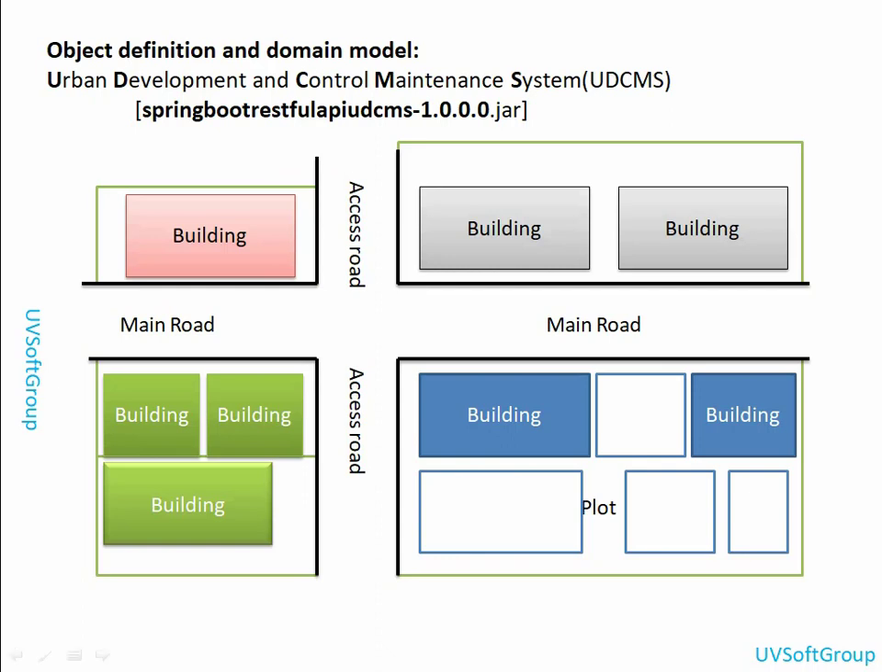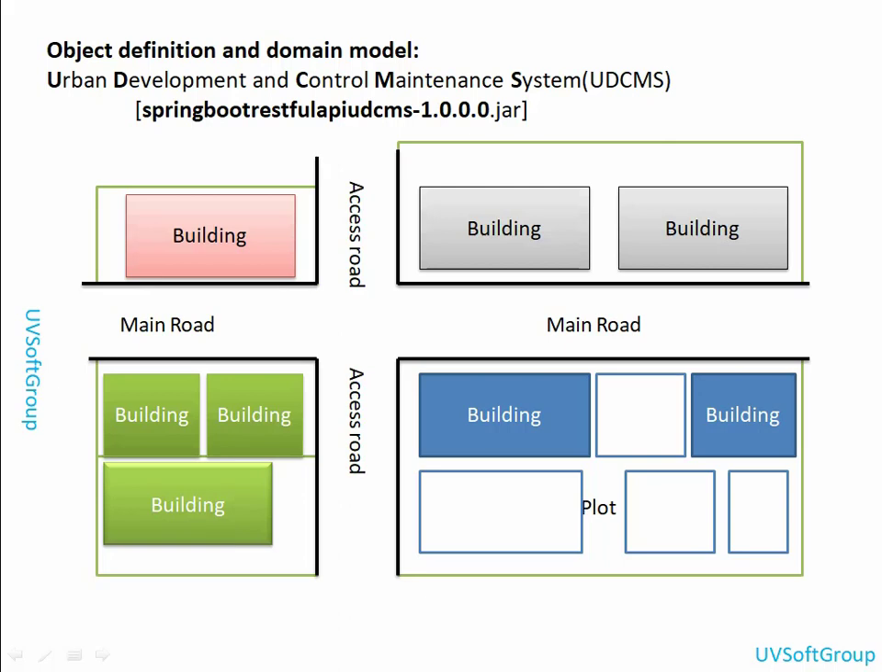So this is our prototypical domain object definition and domain models. I already said that our big application has in total 24 up to 50 domain classes, and this is based on these prototypical models. You see there are road networks, and then access roads, and then plot information and building information. The building has floors, and the floor has unit information.